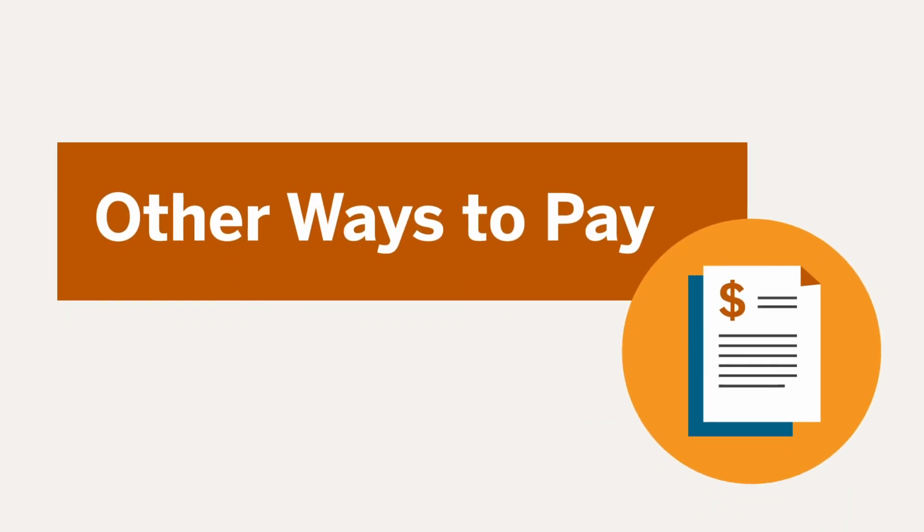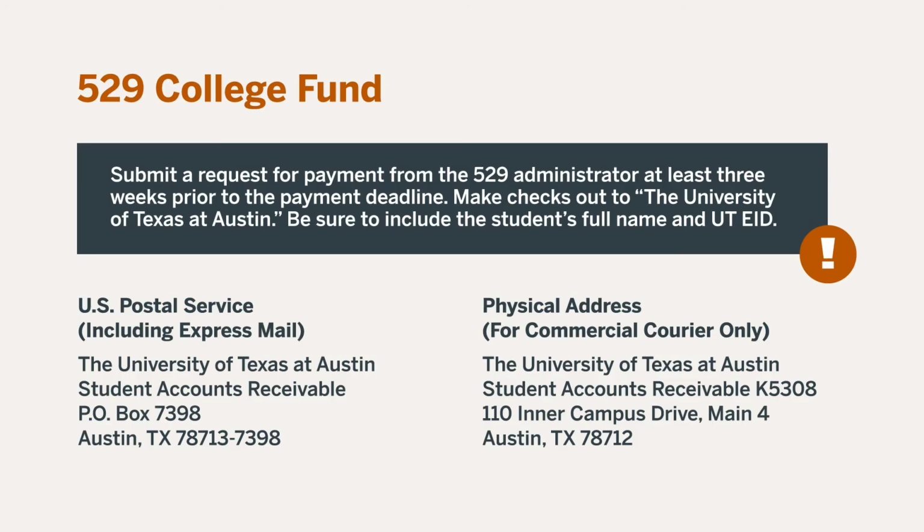Other ways to pay. If you will be paying from a 529 college fund, submit a request for payment from the 529 administrator at least 3 weeks prior to the payment deadline. All checks should be made payable to the University of Texas at Austin, and must include the student's name, EID, and what semester the check is for.